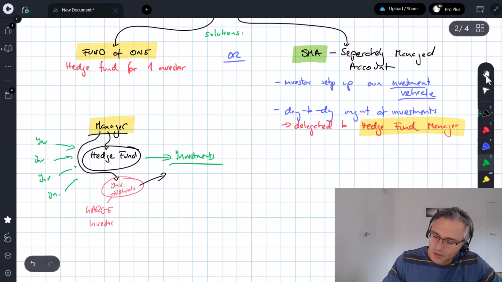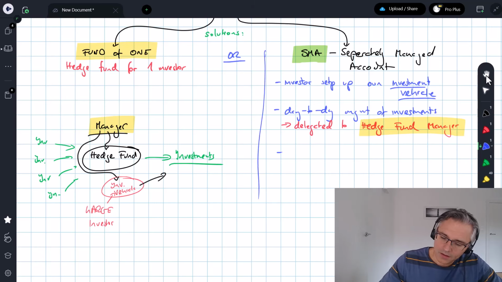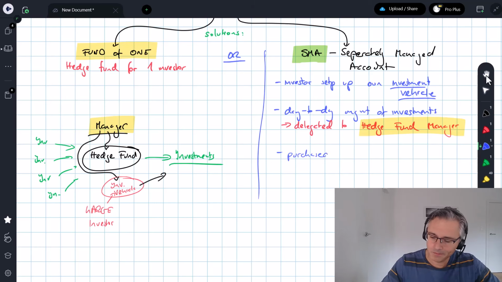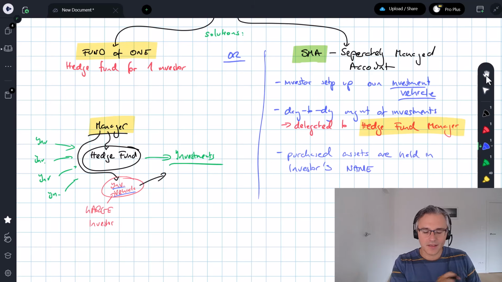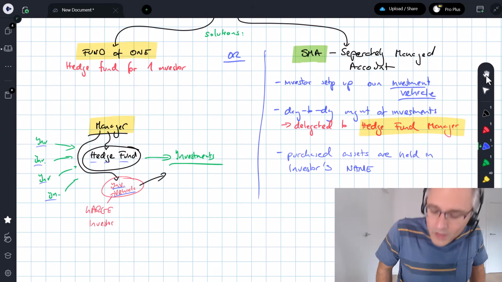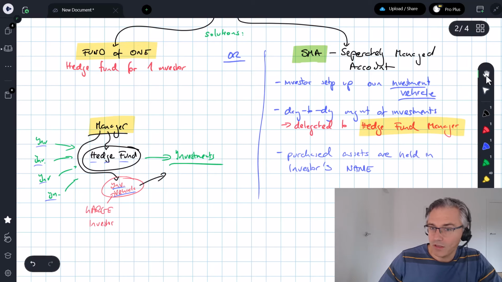However, the investments purchased under the SMA, the purchased assets, shares, bonds, currency, whatever, derivatives, the ones purchased for this investment vehicle are held in the investor's name. So they are not co-mingled with the assets held by the hedge fund, which has other investors. This is held specifically in the investor's name. Okay, so this is the setup.